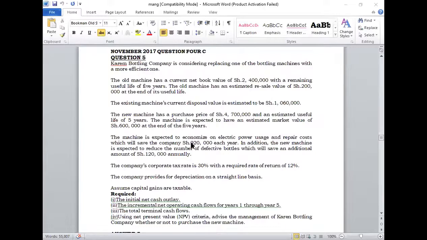So they want us to give them the initial outlay, and the incremental net operating cash flows from years 1 through 5. We have the total terminal cash flow, and then using net present value criteria, advise the management of the bottling company whether or not to purchase the new machine. Quite interesting, ladies and gentlemen.